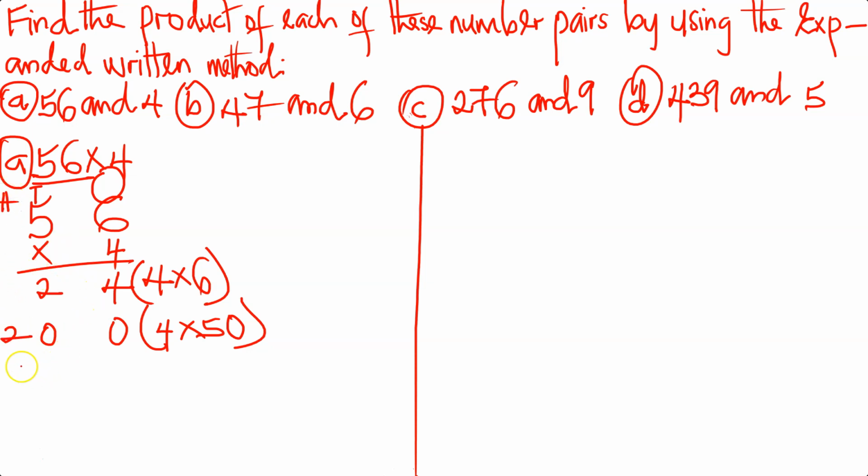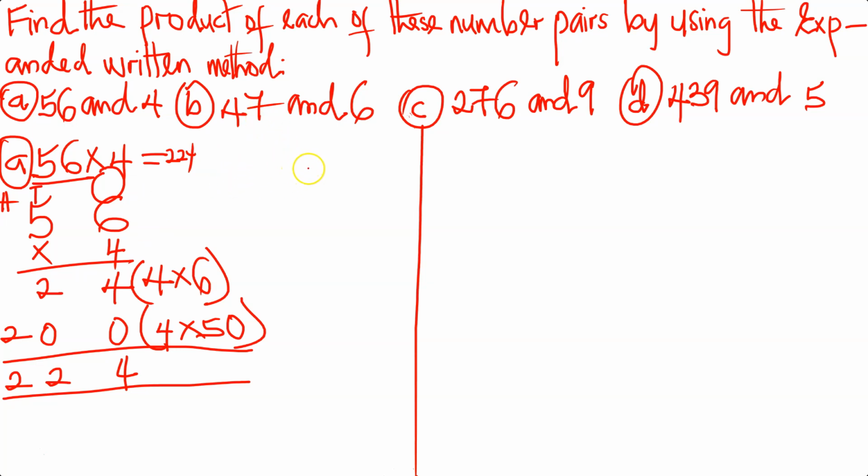Having reached this level, the next thing to be done is to add my digits at this level. So I'm going to add 4 plus 0, which gives me 4. 2 plus 0 gives me 2, and I'll bring down the 2. So my answer for multiplying 56 by 4 is 224. Another example will help you better.